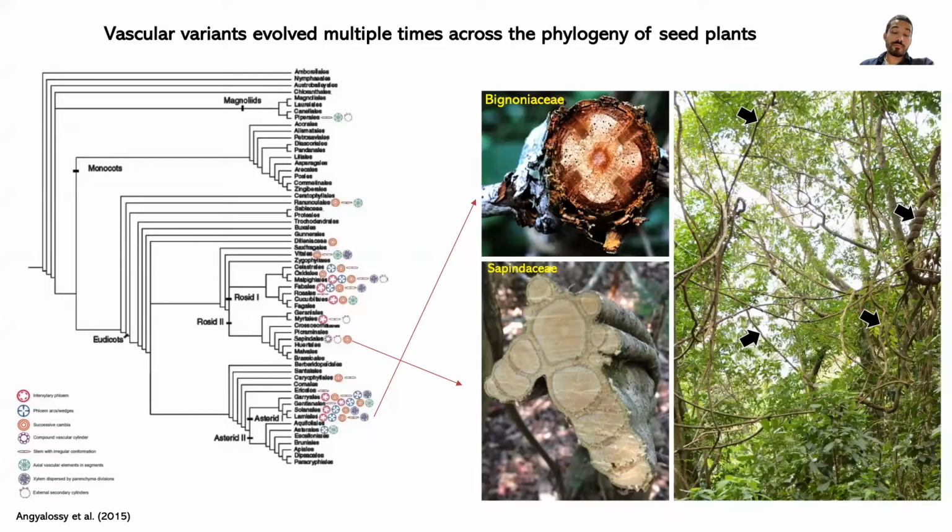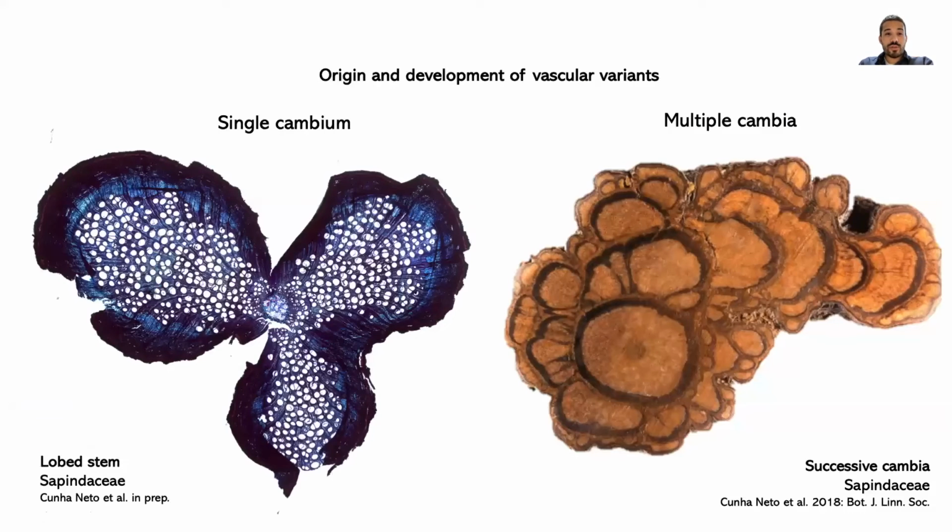Vascular variants are more common in woody vines and lianas, but they are also present in self-supporting plants. And in lianas, they've been considered as an adaptation that maximizes hydraulic conductivity, flexibility, and also mechanical resistance, making these plants able to climb up without breaking apart. So if you are on a trail in a tropical forest and you cut one of these lianas, it is likely that you can find one of these amazing variants that here are illustrated by a Bignoniaceae and also by a Sapindaceae.